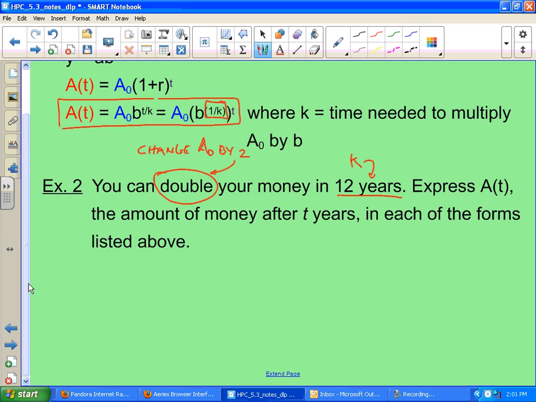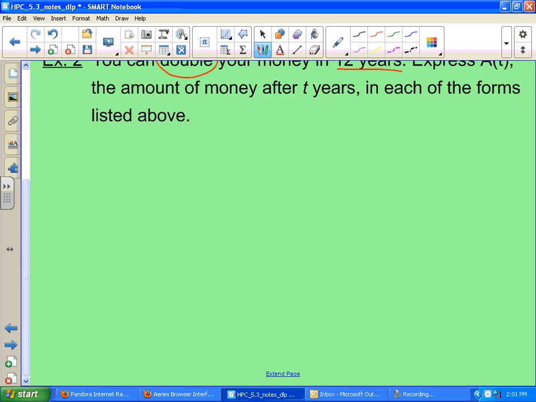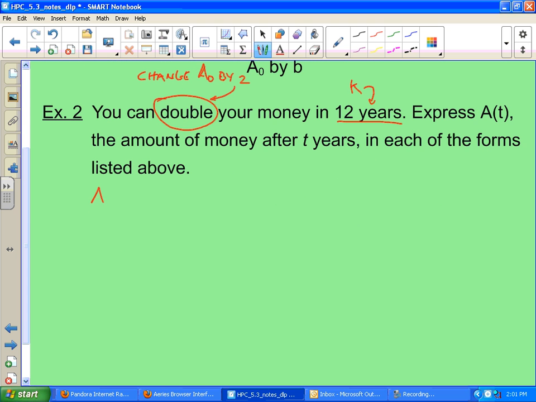Alright. So we set this thing up, and it says we want to write it in each of the forms listed above, meaning that form and the one next to it there. So we've got our A sub O. We don't know. But we don't care. We're just going to use this in the equation. We know that K is equal to 12. And I know that I'm changing my amount, I'm doubling it in 12 years. So our B value is going to be equal to our 2.